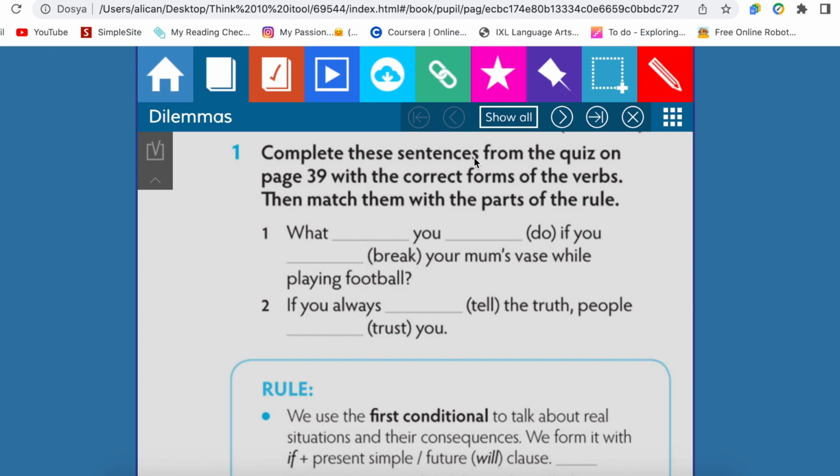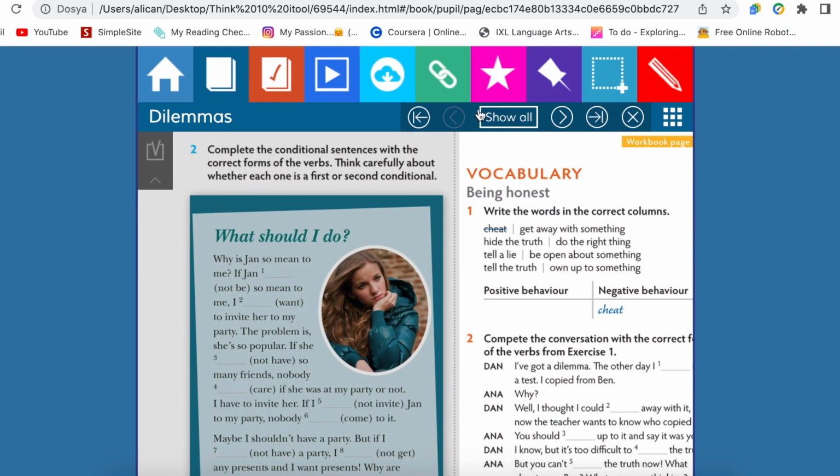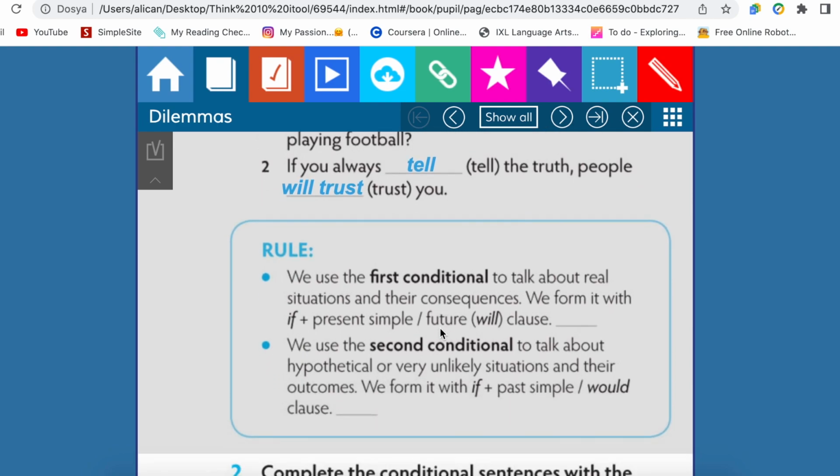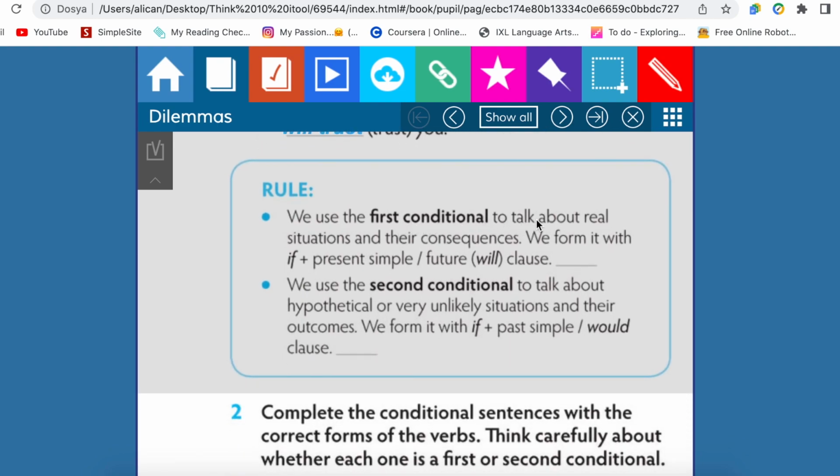Okay, as you can see here, let's look at complete this sentence from the quiz on page 39, the correct forms of the verbs, then match them with the parts of the rule. Okay, let's look. It says, what would you do if you broke your mom's vase while playing football? If you always tell the truth, people will trust you.